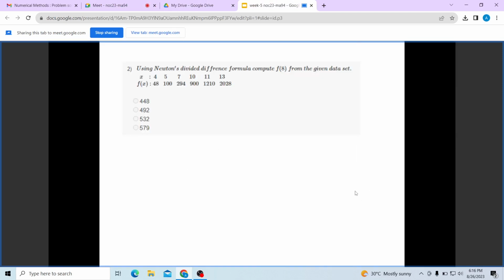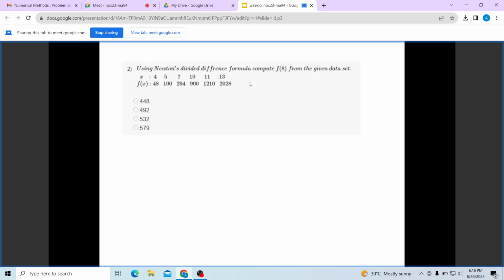So question number 2 is, using Newton's divided difference formula, compute f of 8 from the given data set. You have been given the data set, and you have to calculate the value of f of x at x is equal to 8. You have been given the value of f of x at x is equal to 4, 5, 7, 10, 11 and 13.